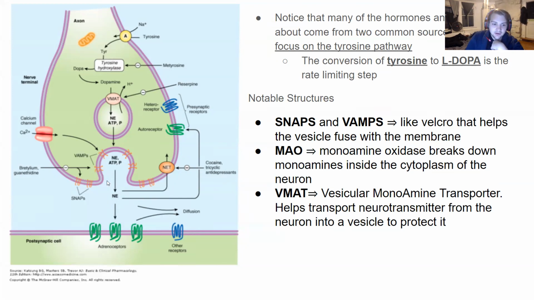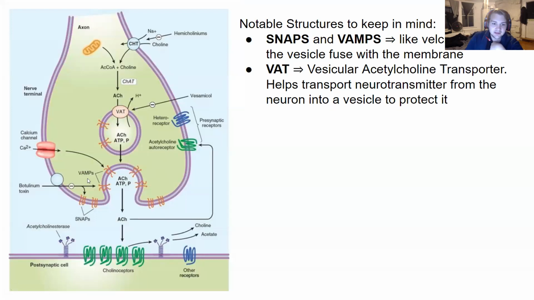There are other, just like with acetylcholine, the biggest thing that terminates the nerve transmission with acetylcholine is this acetylcholinesterase, which breaks down the acetylcholine into the two components.